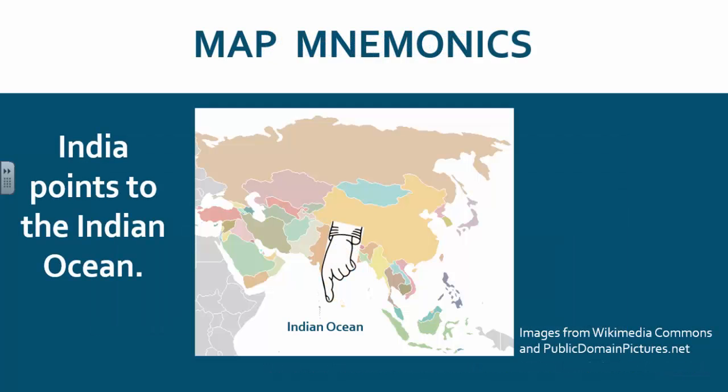Let's look at some mnemonics that can be helpful with our map of Asia. If you find the country of India and notice that it sort of looks like it's pointing to the Indian Ocean, if students can link these things, India, Indian Ocean, this will help them. It's also an easy way to find the country of India on a world map.